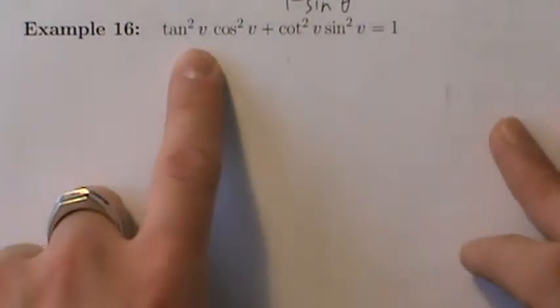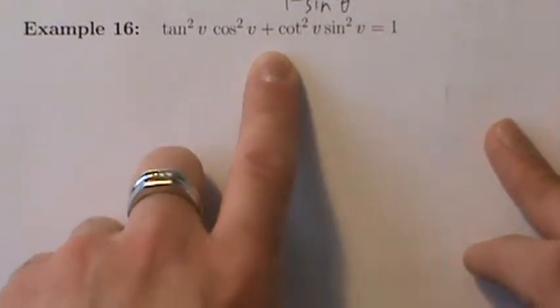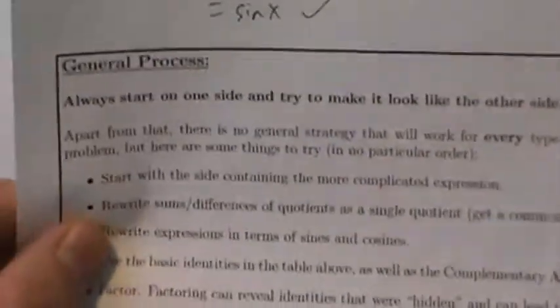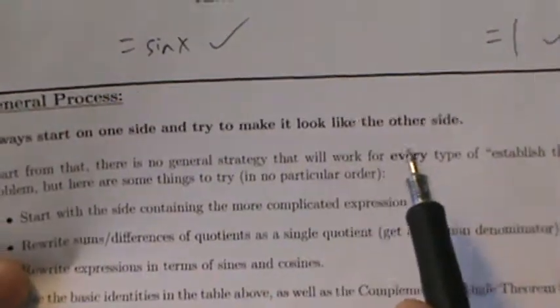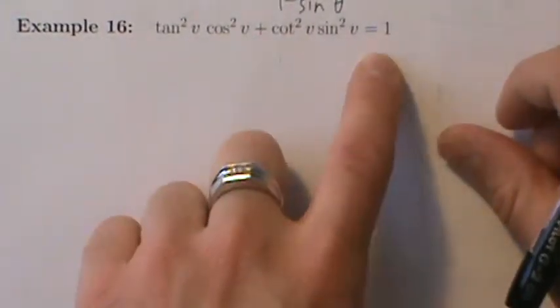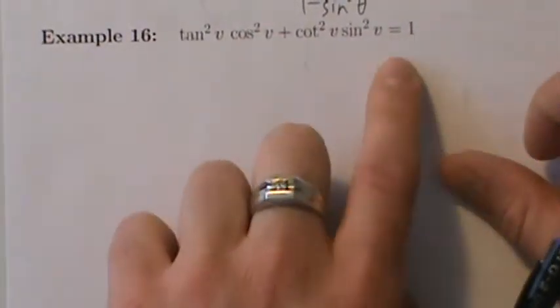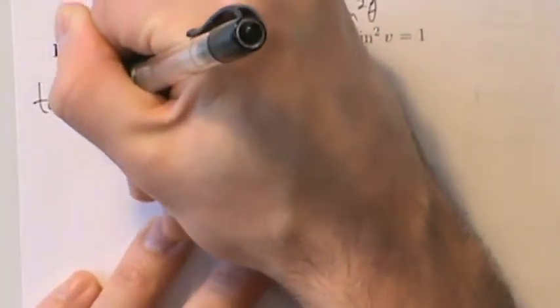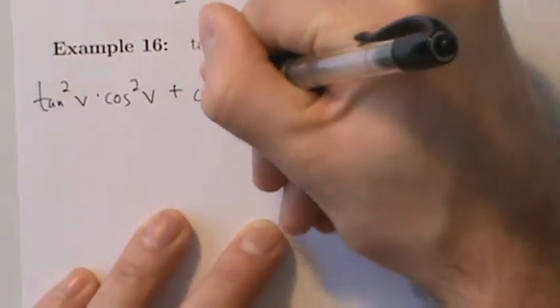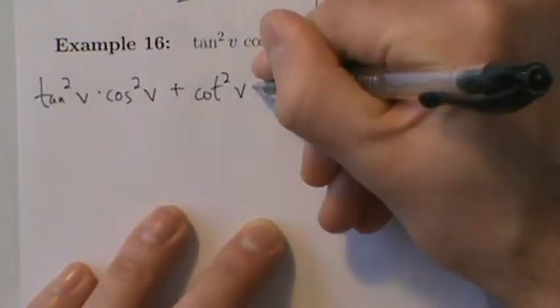So tangent squared of v times cosine squared of v plus cotangent squared of v times sine squared of v equals 1. Okay, so let's go back to our general process here from an earlier video. Always start on one side and try to make it look like the other side, and usually start with the more complicated side. So I think we'll all agree the left side is more complicated than the right. So let's start with the left and try to show that it equals 1.